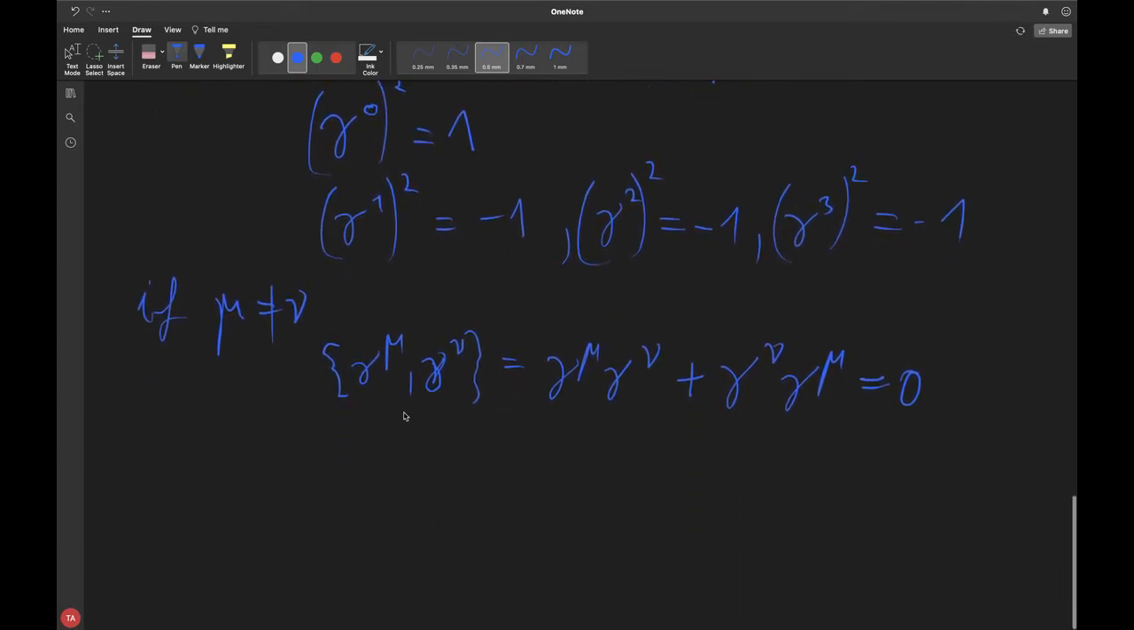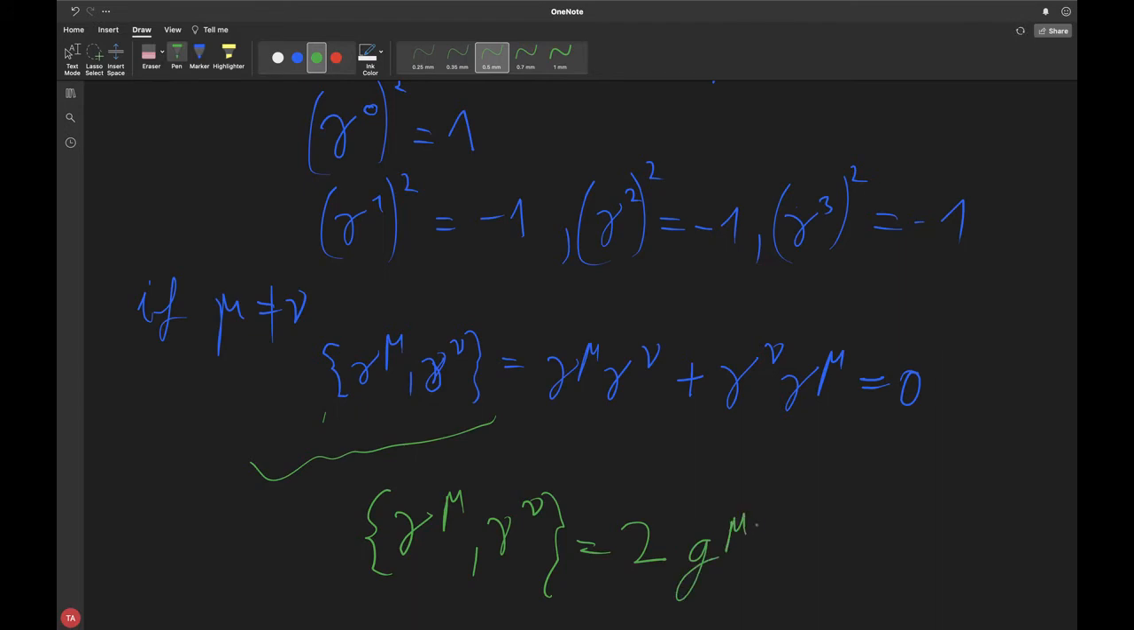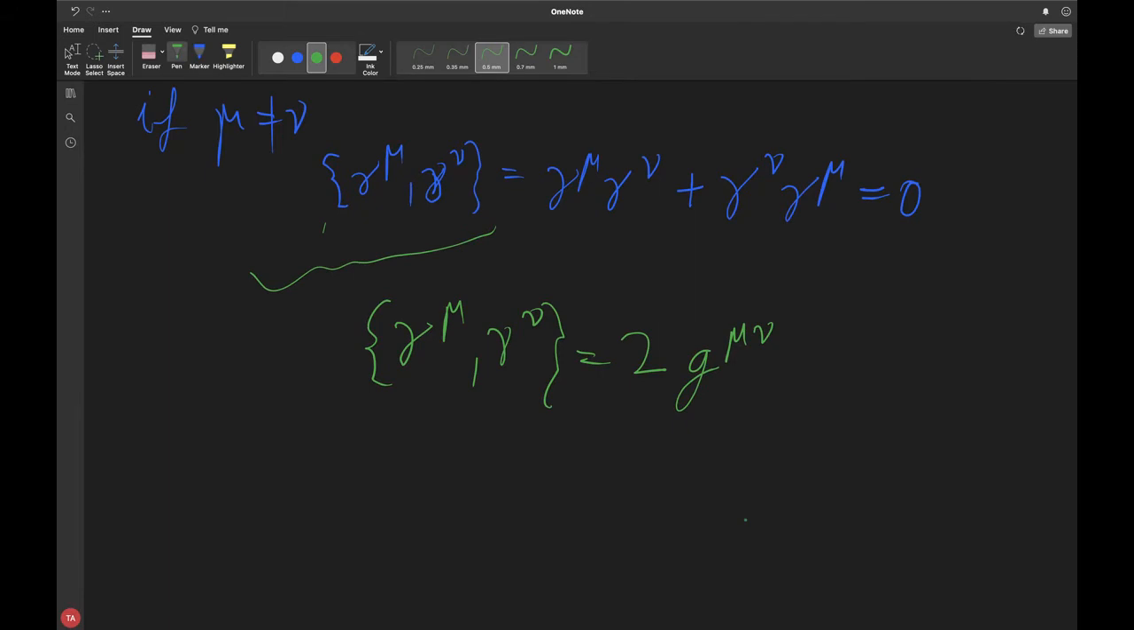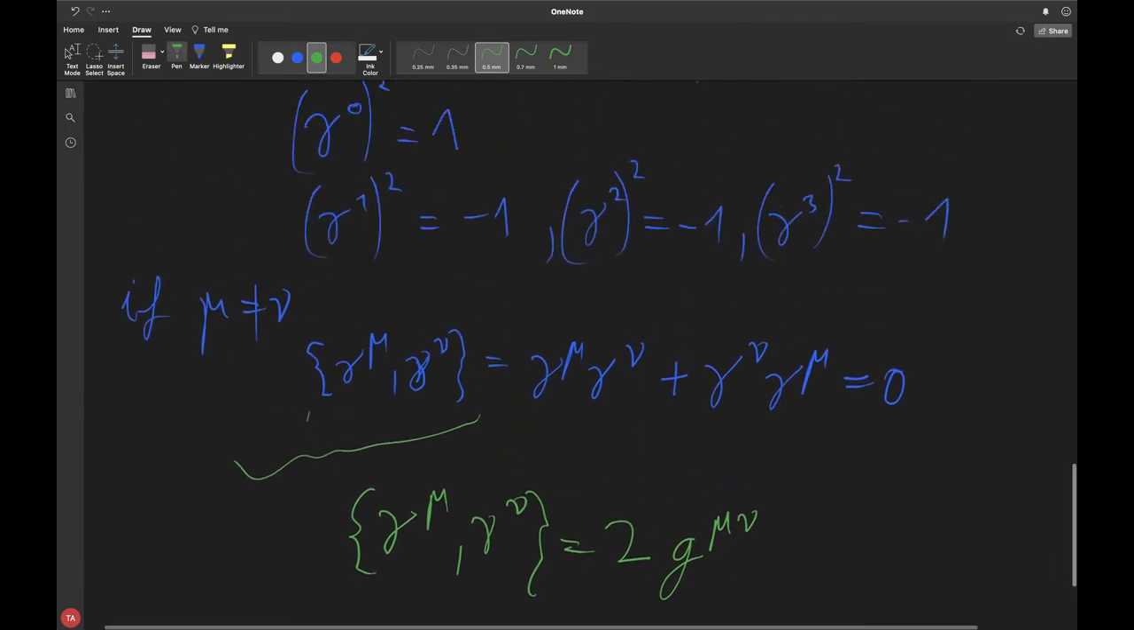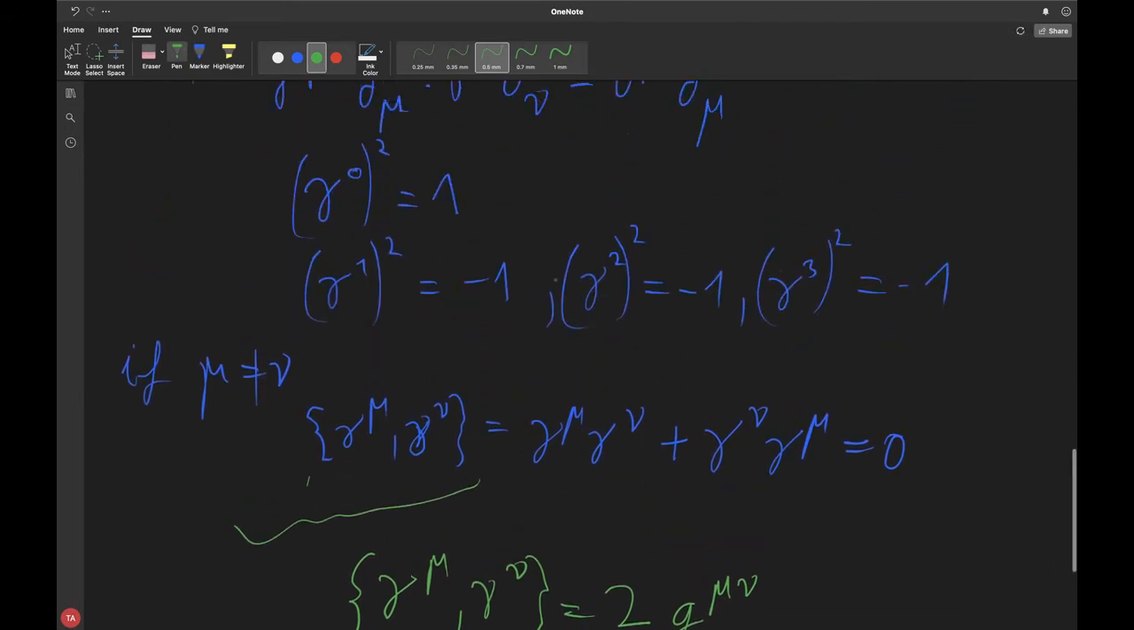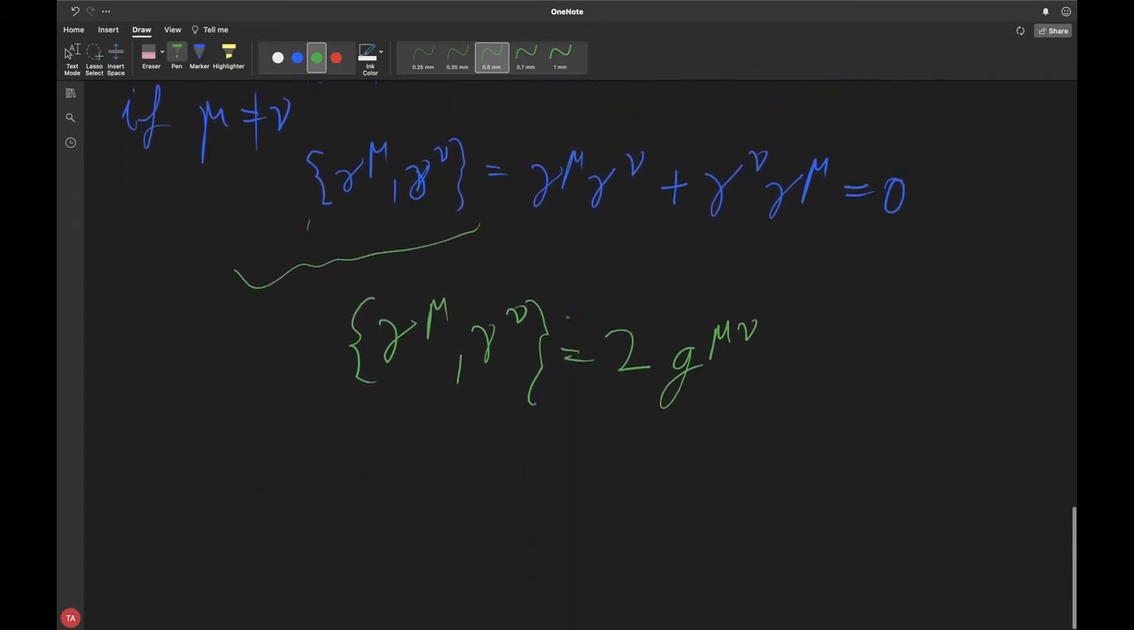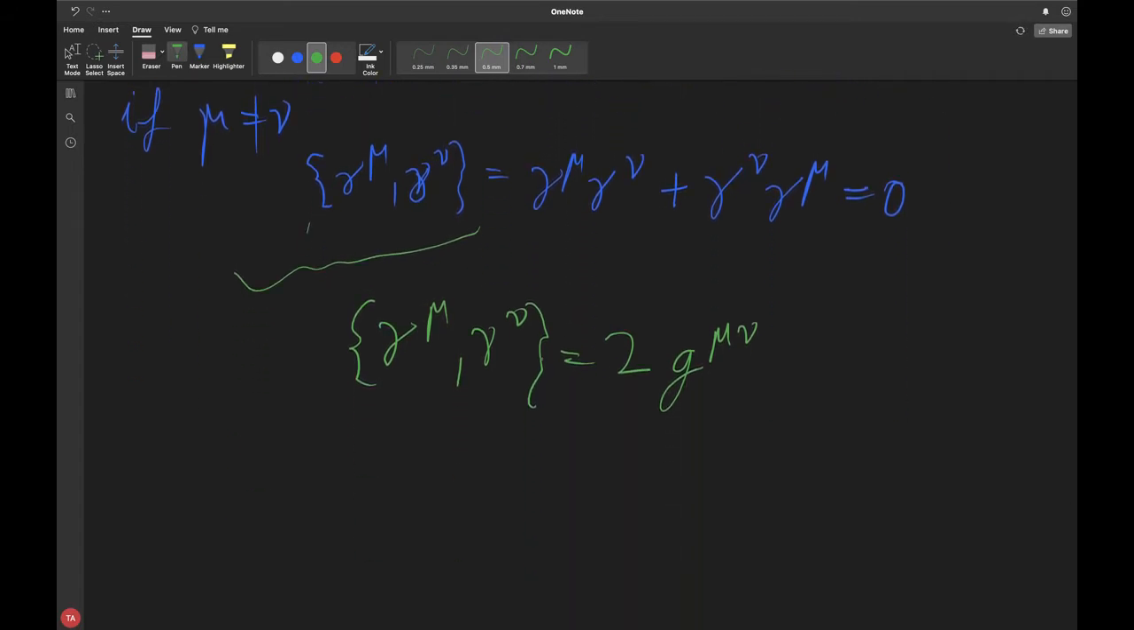To put all this together, taking the anticommutator of gamma mu and gamma nu, we get 2 times g mu nu. And I hope you remember what this g mu nu was. This was the metric tensor, and you can see the 1, minus 1, minus 1, minus 1 signature inside of the metric tensor.